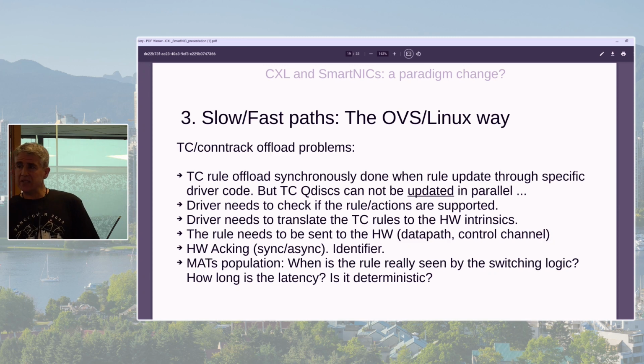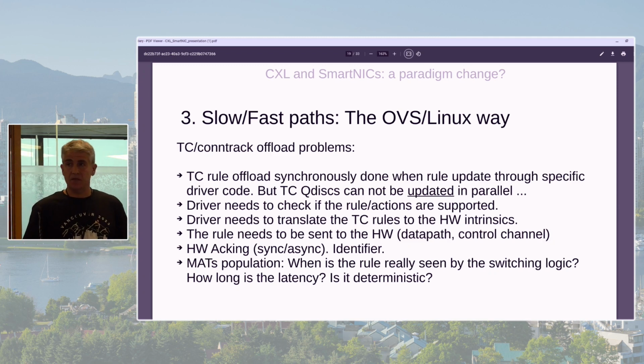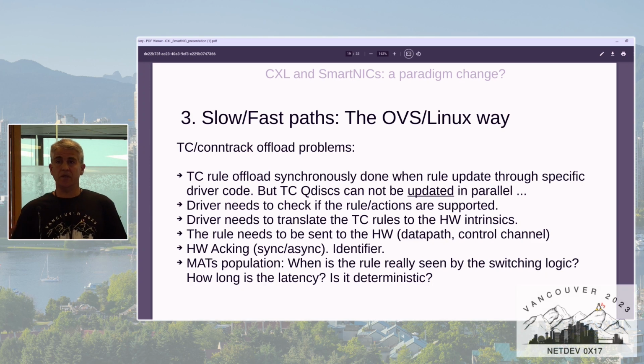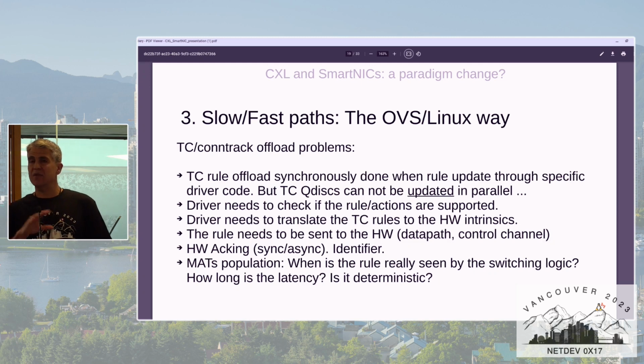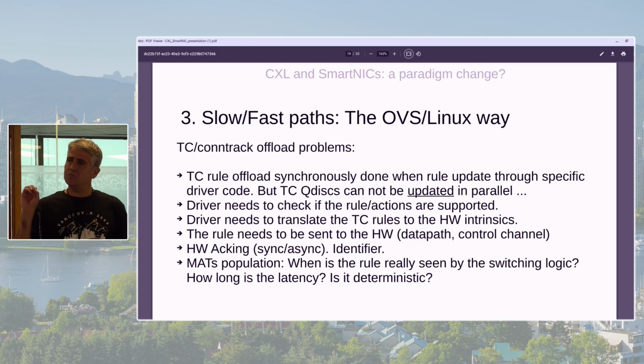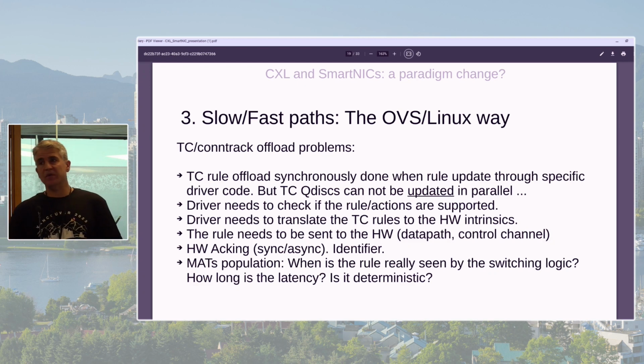When the TC rule is updated, if the hardware supports that, it will be done synchronously after the TC rule has been updated. It means that driver code will be invoked somehow, and the driver will first check if that can be applied, that it supports all the matching and actions there. Then it will translate the TC rule to the intrinsics of the hardware. Then the rule will be sent to the hardware. There are different ways to do it.